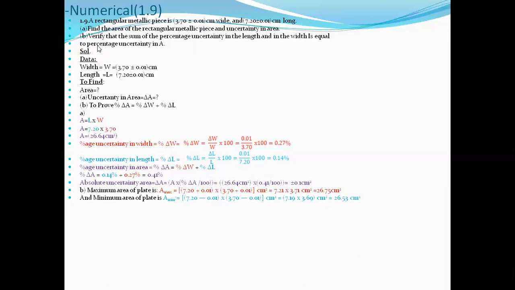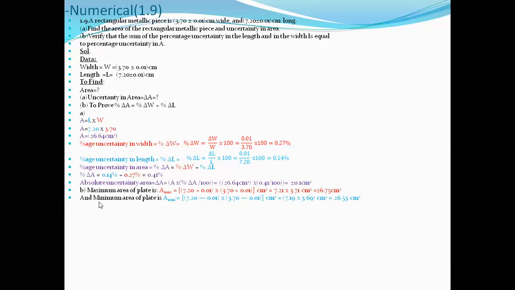Now for the second part, verify that the sum of the percentage uncertainty in the length and in the width is equal to the percentage uncertainty in the area. For that purpose, for the maximum area of the plate, we will take only the plus part of the uncertainty. So the maximum area will be 7.2 plus 0.01 into 3.7 plus 0.01. If we multiply 7.21 into 3.71, we get the maximum possible area, which is 27.75 centimeter square.